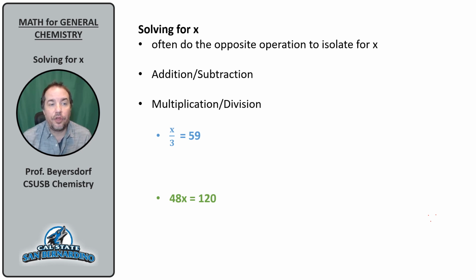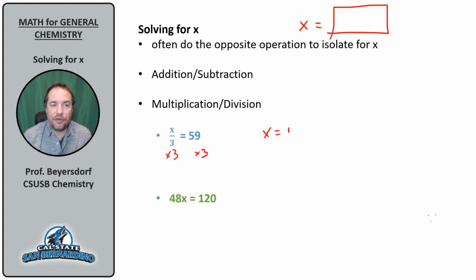So if I had x over 3 equals 59, well, here I want to get rid of this 3. Because remember, my whole goal is to get x equals something. So here, because that 3 is in the denominator, I go ahead and multiply both sides by it. So I have x equals 59 times 3. The 3 over 3, those cancel out. Right? So I don't have to worry about that. So if I do 59 times 3 on my calculator, I'm going to get 177.